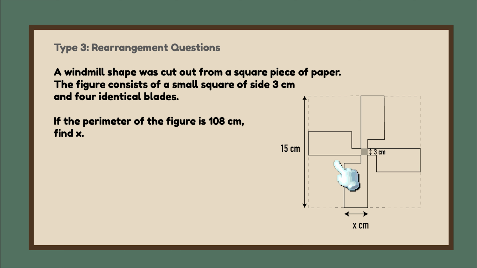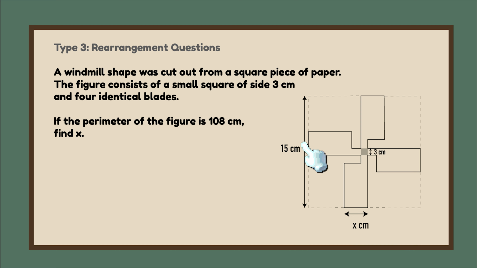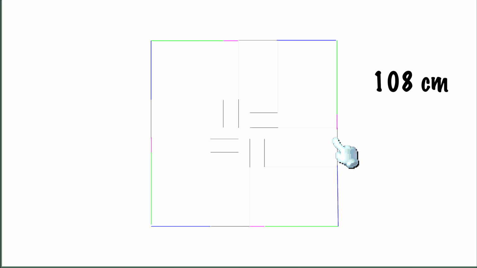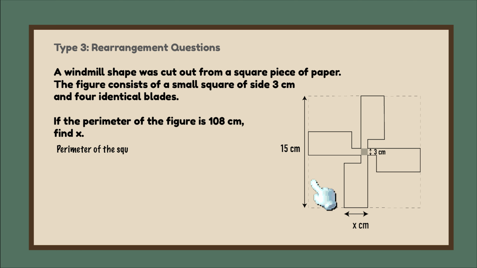So could we try rearranging again? I'm going to try moving all of it to the edges so they fill up the square. And we're left with 8 of these lengths. So the perimeter was 108 cm. And we saw that all of the lengths could be filled up to 60 cm. And we know that because 15 cm times 4 is 60 cm.